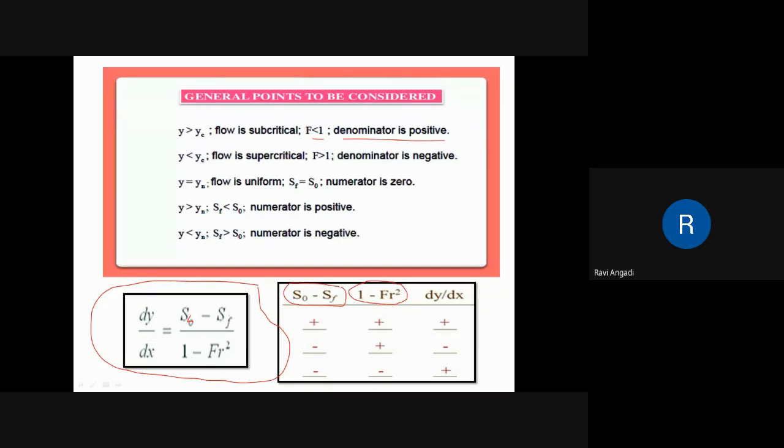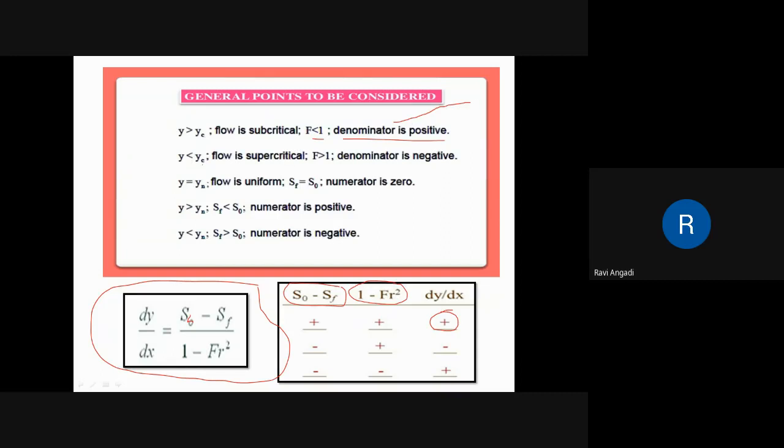Suppose you are getting both positive, this positive and this positive, what do you get for dy by dx? Positive. Suppose SO minus SF, the numerator, is negative and the denominator is positive, what do you get for dy by dx? Negative. If the numerator is negative and the denominator is negative, what do you get? Positive. So like this, the same I have given here. If y is greater than yc, the flow is subcritical. F is less than 1, it means the denominator is positive. For that you get a subcritical flow, and it is a backwater curve, which means the depth will be rising.